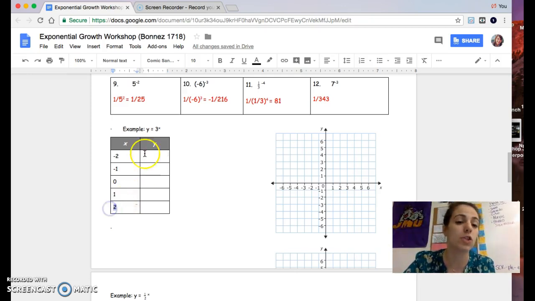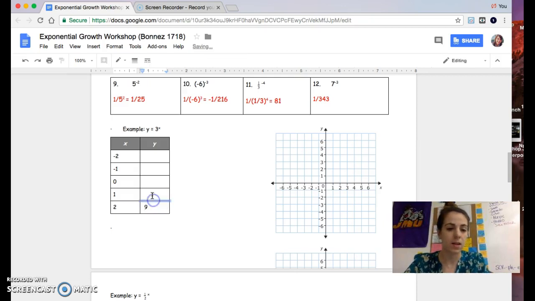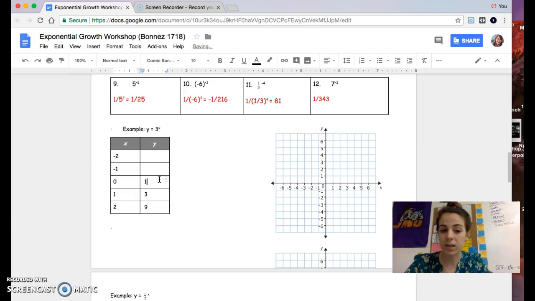If you go ahead and plug in 2 for the x, and you raise 3 to the power of 2, 3 times 3 is going to be 9. 3 to the power of 1 is 3. 3 to the power of 0 is 1. 3 to the power of negative 1 is going to be 1 over 3. 3 to the power of negative 2 is 1 over 9.